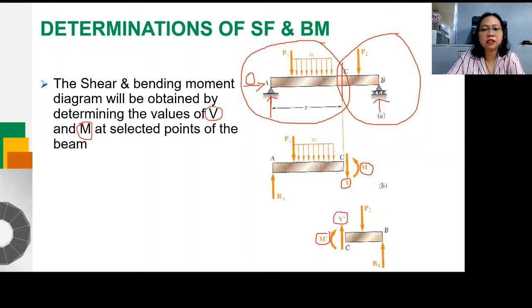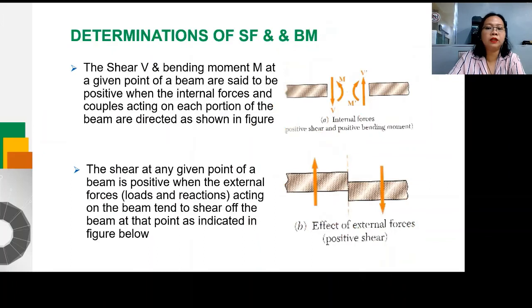So if you are tasked to evaluate the value of shear and moment at point C, which would you choose? Obviously this one, right? It's easier, compared to this side, where you get confused having to consider a concentrated load and a distributed load. Okay? So let's continue.